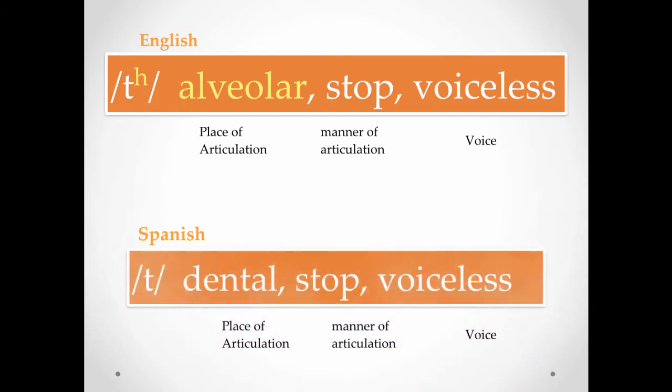Spanish is different. As you could see, Spanish t is not aspirated. And the place of articulation is actually very different. Instead of alveolar, it is dental. So it is pronounced at the teeth, not in the alveolar region. But still, it's a stop and voiceless.